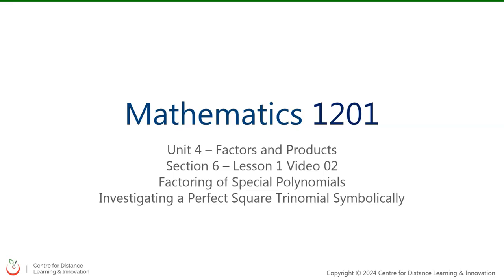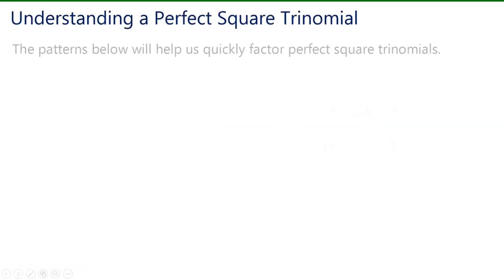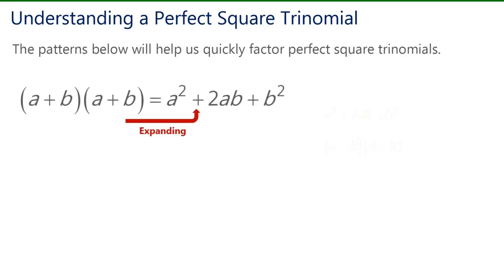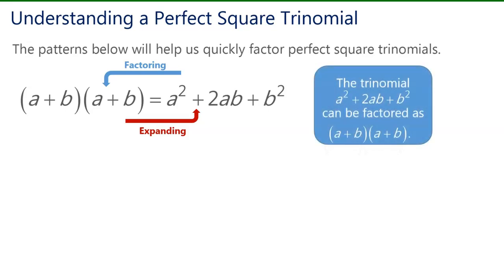In this video, we will be investigating a perfect square trinomial symbolically. The patterns below will help us quickly factor perfect square trinomials. The trinomial a squared plus 2ab plus b squared can be factored as a plus b times a plus b.